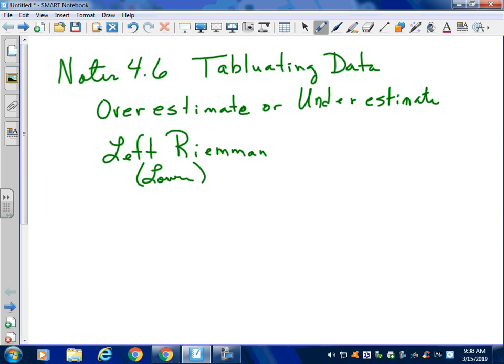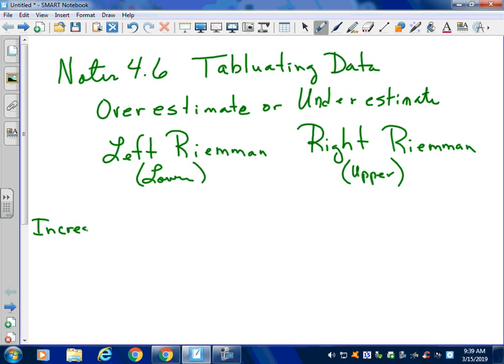And then we're going to also look at a right Riemann sum. And we're going to do first increasing functions, and then we're going to look at decreasing functions also. So I'm going to put right beside it. And that's your upper, because it uses the upper side of the rectangle on the right of the rectangle. So first we're going to look at increasing functions.